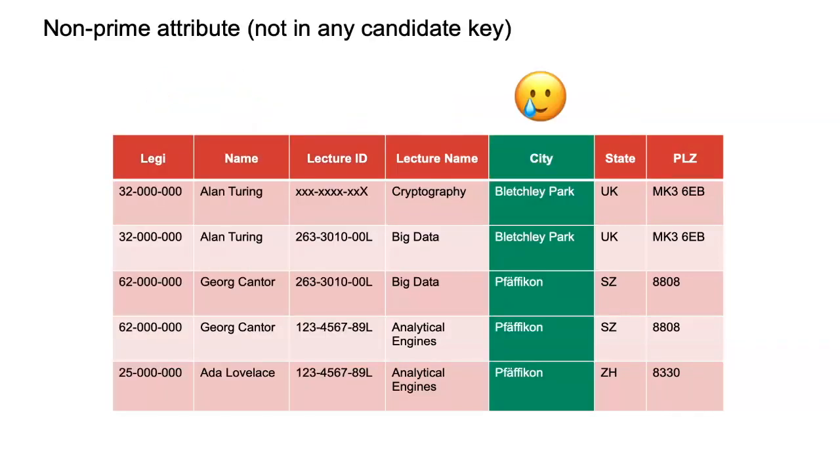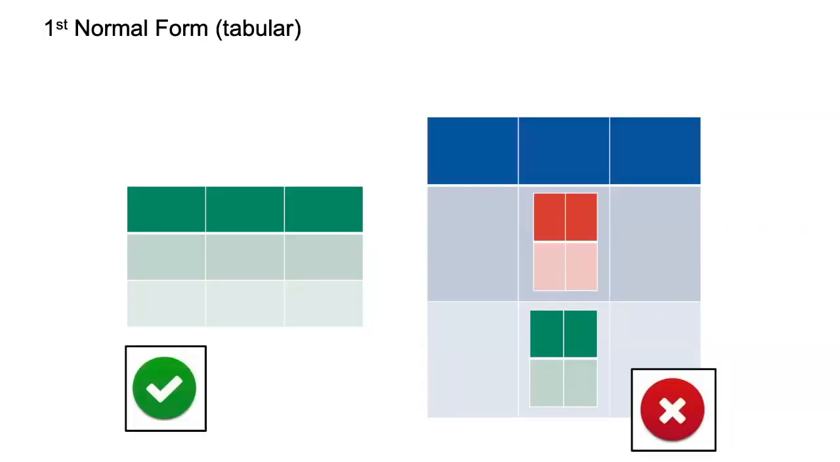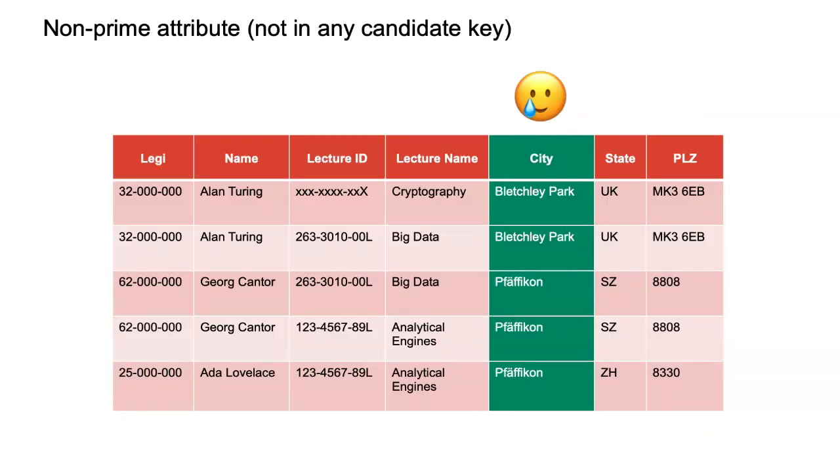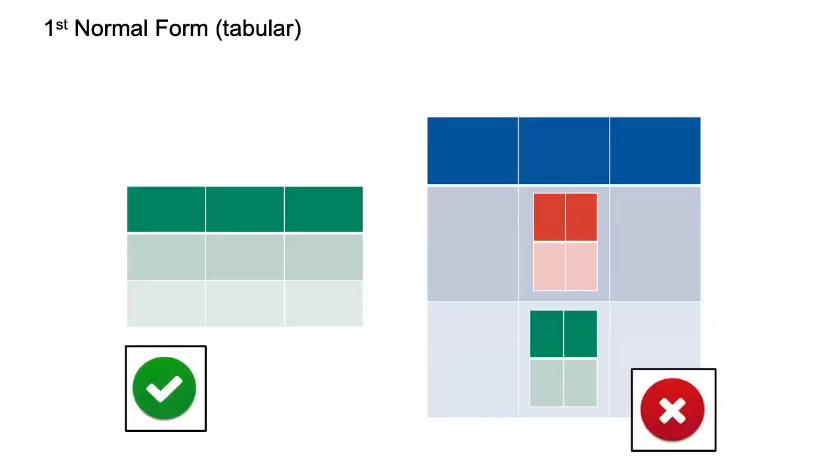Then you have a lot of theory. You have the notion of a non-prime attribute, prime attributes, and so on. A non-prime attribute is basically an attribute that is never in any candidate key, right? A prime attribute is something that appears in some candidate key. So leggy and lecture ID and name would be prime attributes. CT is not a prime attribute. It's a non-prime attribute.